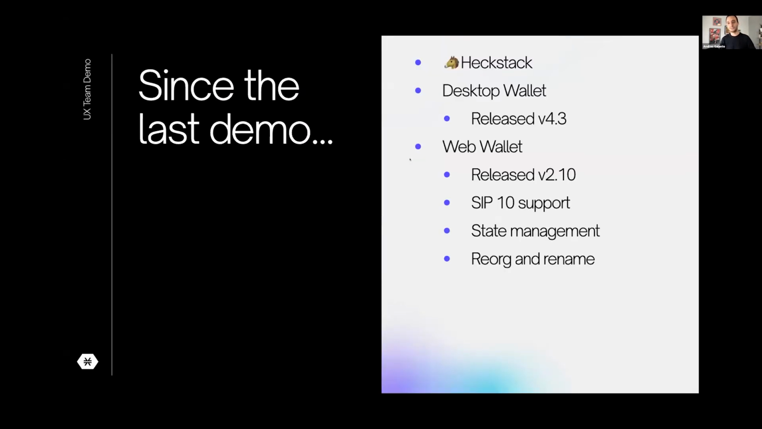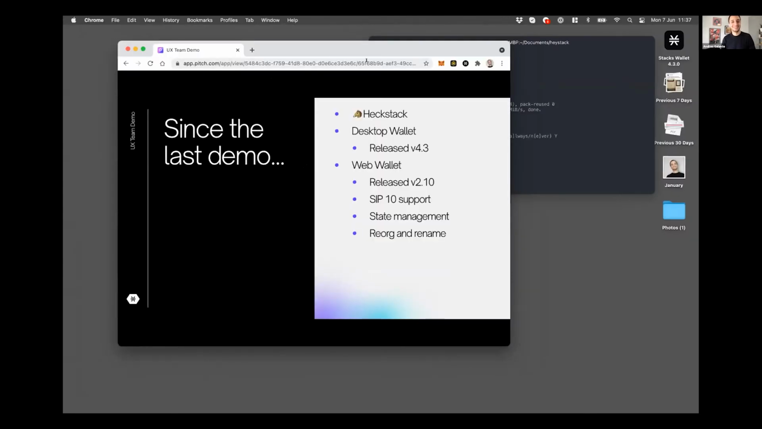Then we're going to talk about the desktop wallet release that happened a week before the hackathon. We also had a release of the web wallet, and we are going to show the SIP9 support or SIP10 support, right? With token support, I think it's 10. And then the improvements on the state management and the reorg and rename of the repository. So with that, let me stop sharing now, and then Thomas is going to demo the app.